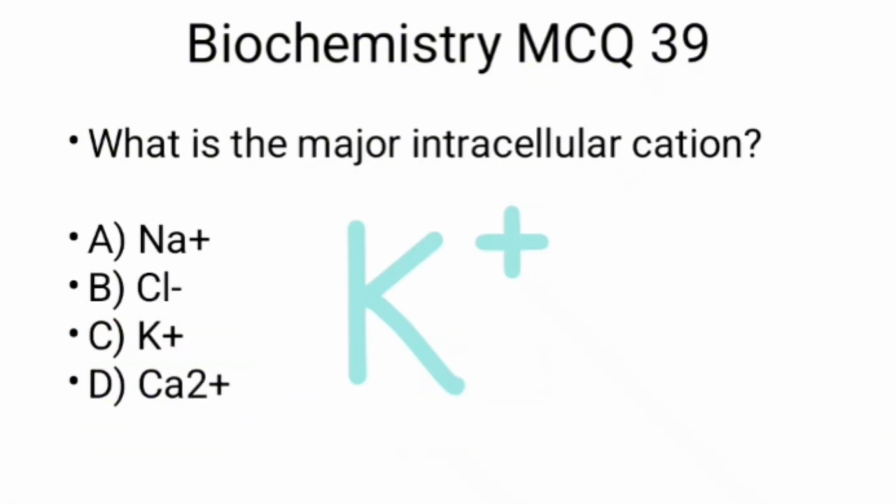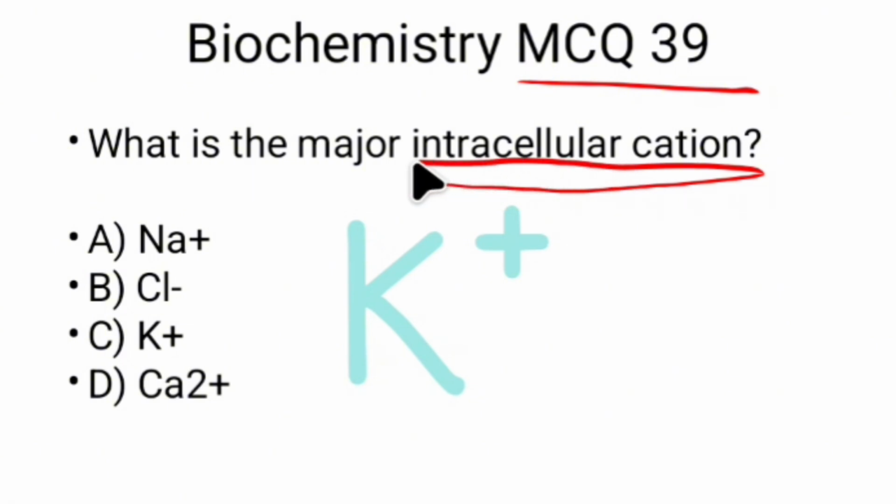Question number 39. What is the major intracellular cation? Correct option is C. Potassium is the major intracellular cation.